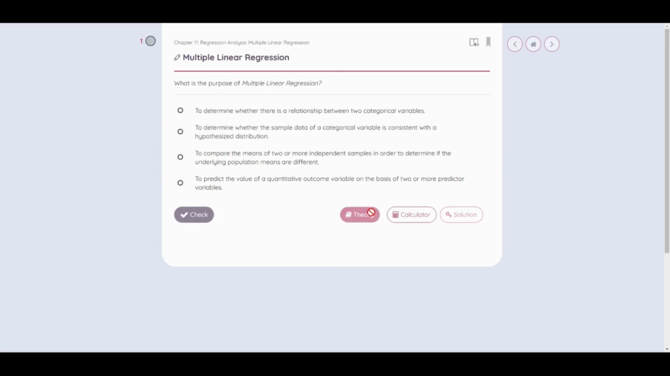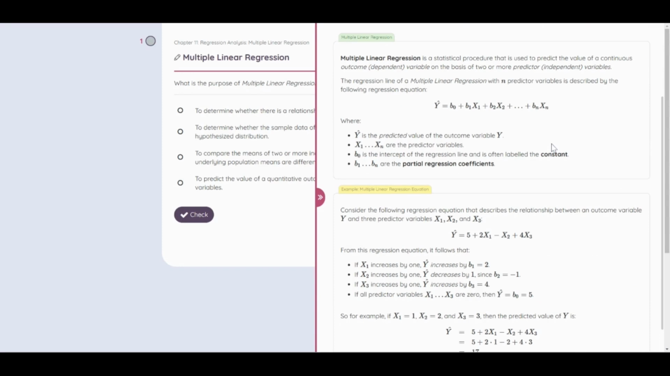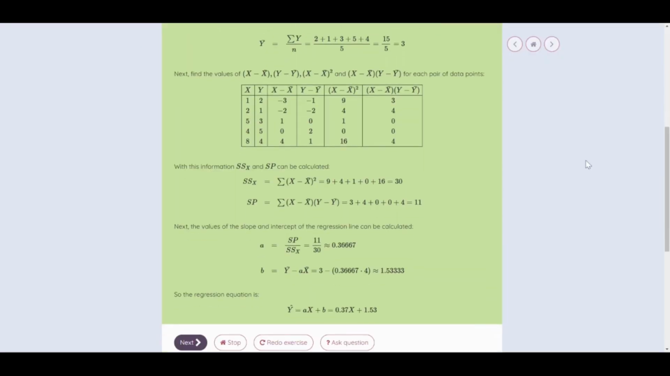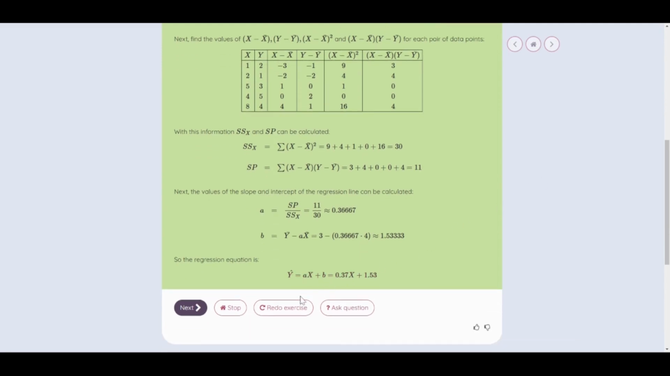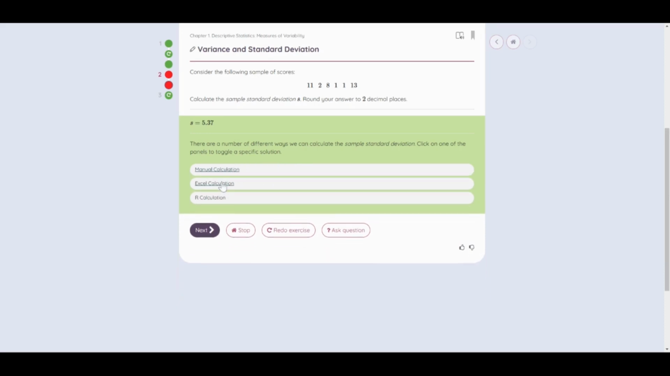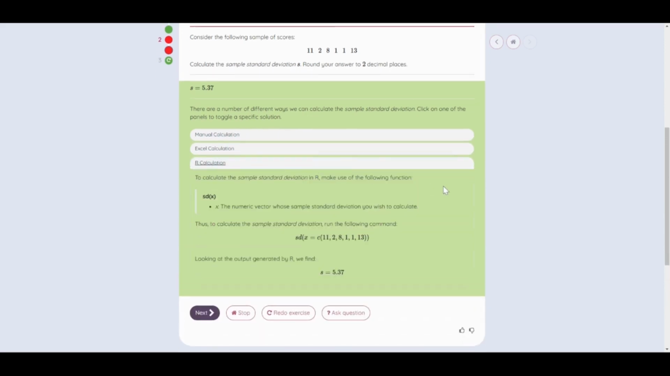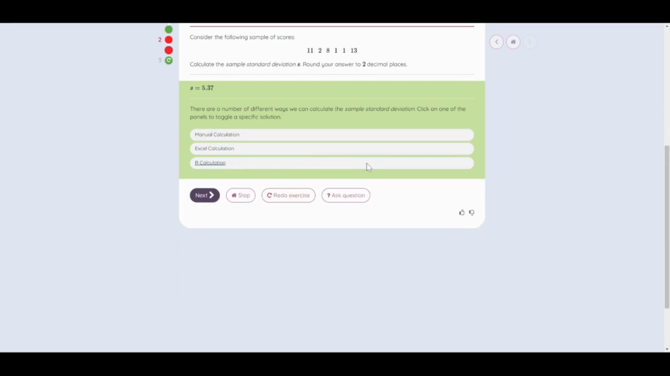Theory pages will still be available to students while they are practicing, and they can easily open them up while they are completing an exercise. Exercises include worked-out solutions, helping students understand the process of solving the exercise. When relevant, exercises will offer multiple ways of reaching the solution, through manual calculation or by using Excel or R.